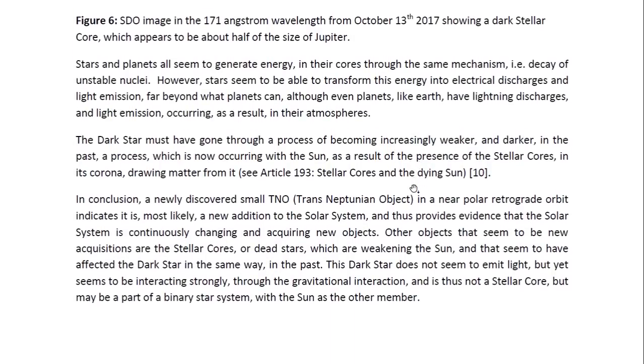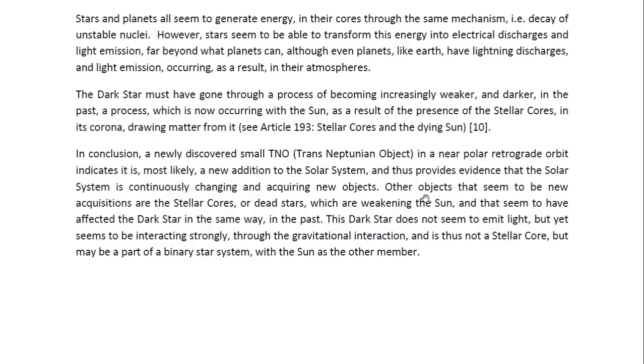Now, the dark star must have gone through a process of becoming increasingly weaker and darker in the past, a process which is now occurring with the Sun as a result of the presence of the stellar cores in its corona, drawing matter from it. And you may look at Article 193 entitled Stellar Cores and the Dying Sun for more details on that.